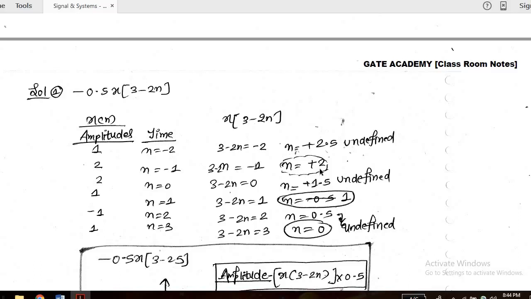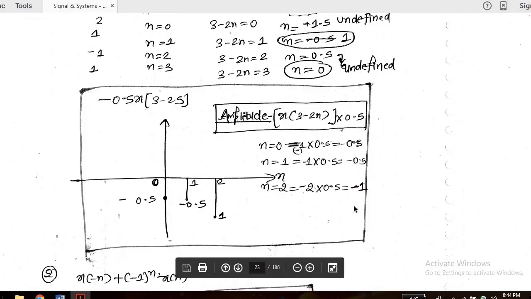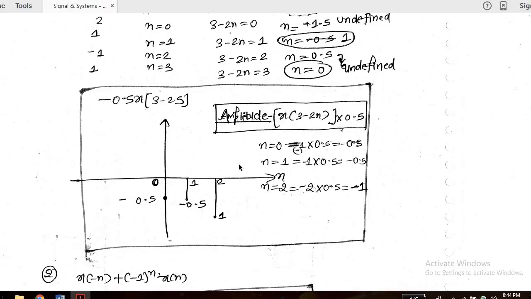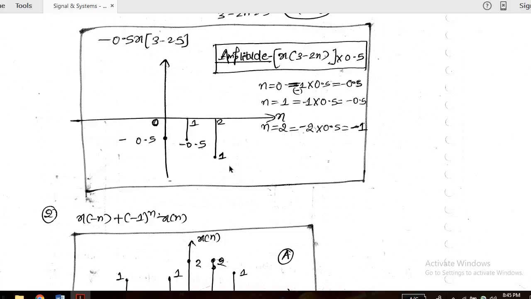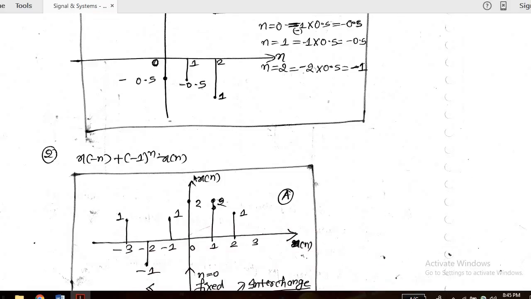At n equal to plus 2, it is valid. Where the sample amplitude value is 2, 3 minus 2n equal to 0 gives n equal to plus 1.5, which is undefined. Like that you do. Now we are going to get effectively only 3 sample values. So information is lost because of decimation, doing it first.